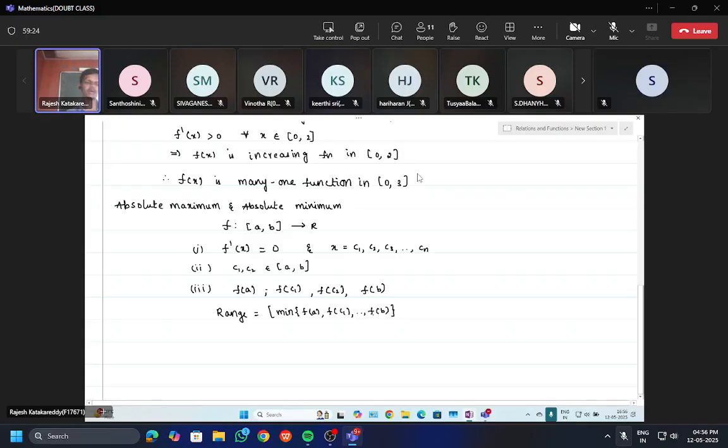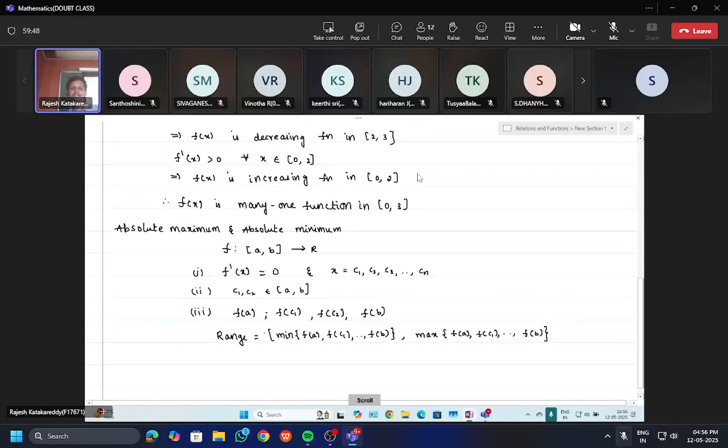Like how many you have in that, minimum will be your minimum value, and then maximum will be the maximum value in the given interval, right? So this technique is called absolute maxima and absolute minima to calculate minimum and maximum value. This is NCERT 6th chapter, applications of derivatives.